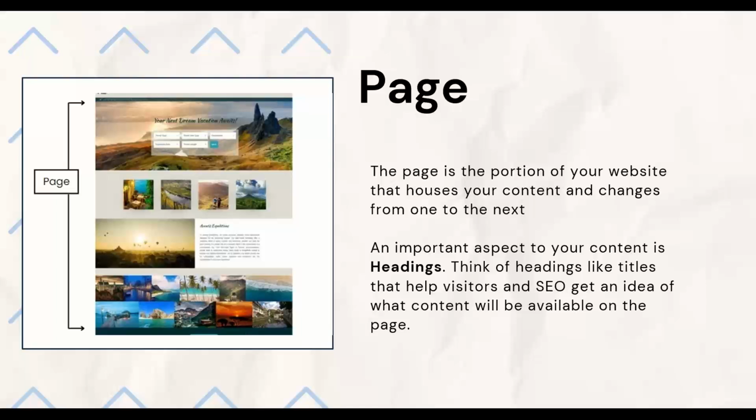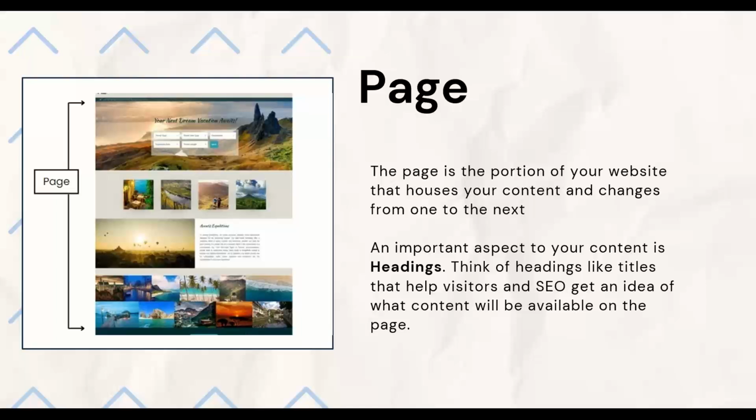Let's look at pages next. The page is the portion of your website that houses your content, and that's going to be the thing that's different from one to the next. One of the things I wanted to mention about pages, as long as we're talking about the different parts of a website, is headings. Now you can think of headings like titles that help visitors and SEO get an idea of what content will be available on that page.